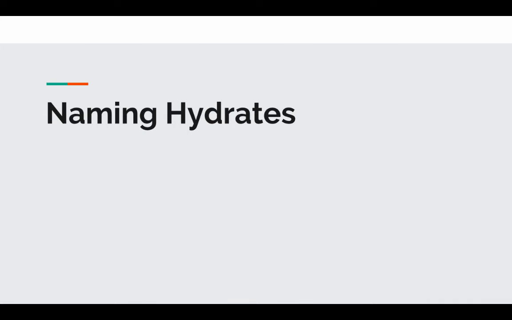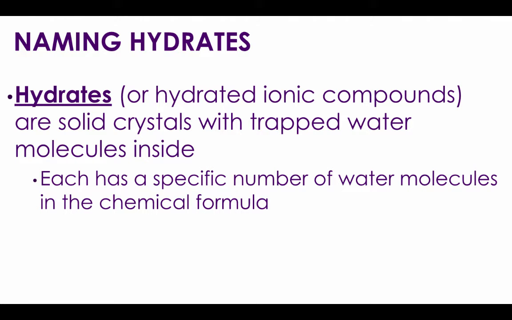In this video, we're going to talk about how to name and write the formulas for some compounds called hydrates. So first, let's look at what a hydrate is. A hydrate, which is also called a hydrated ionic compound, is just that. When something is hydrated, it has water. So a hydrate is an ionic compound that has water trapped inside of it. And so when we think of a hydrate, what we think of is an ionic compound plus water.